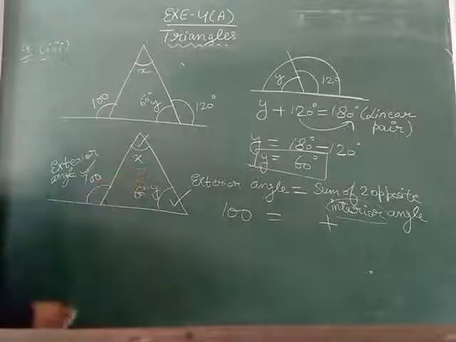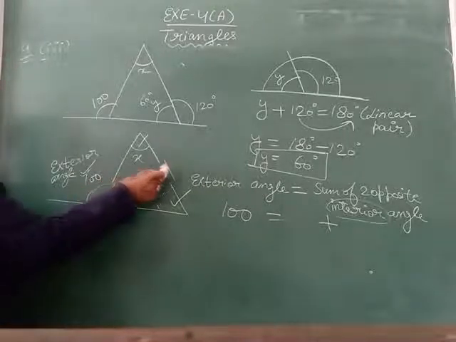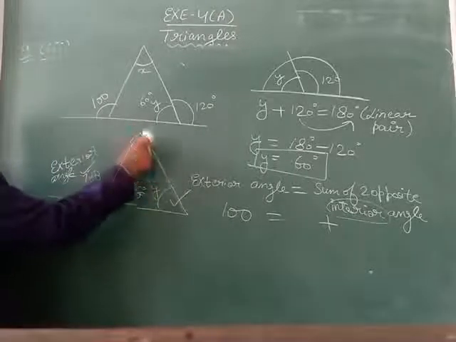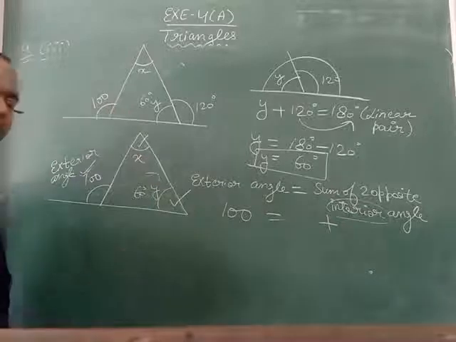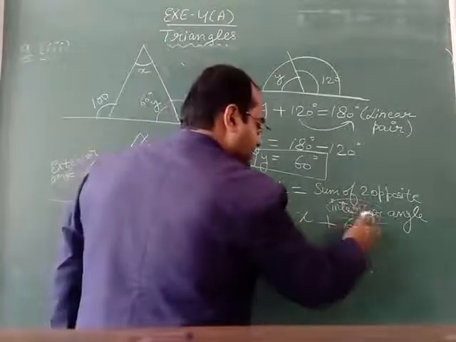The word opposite is also coming. Opposite means this is the exterior angle, and opposite to this exterior angle, on this line, these two are coming. So these two are the interior opposite angles. So here we will take x plus 60.